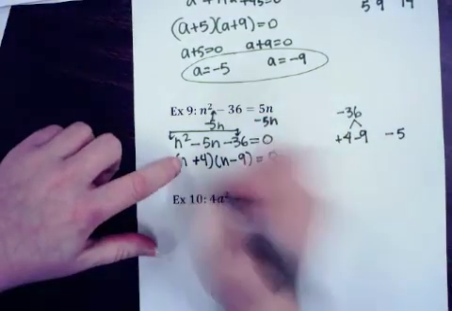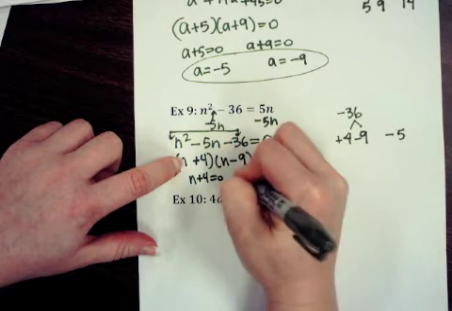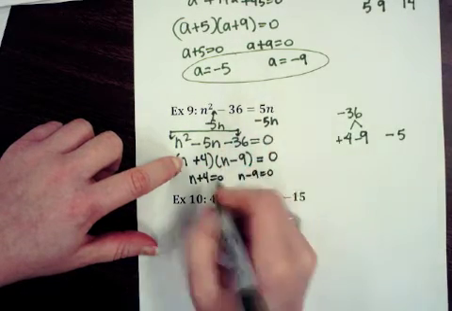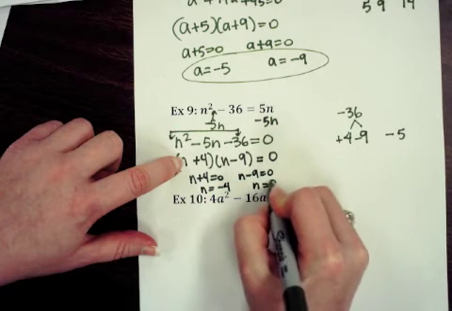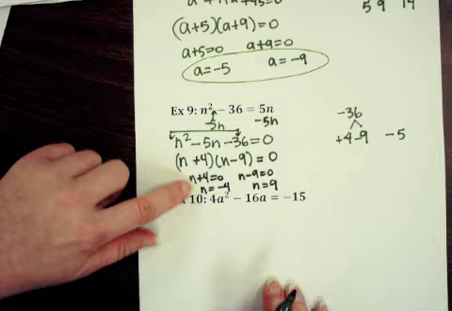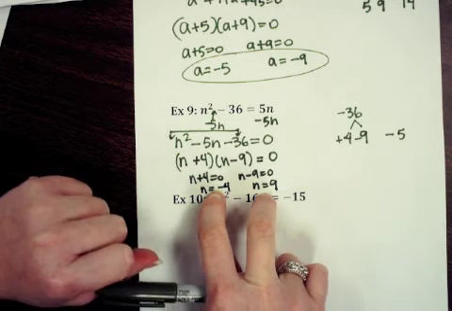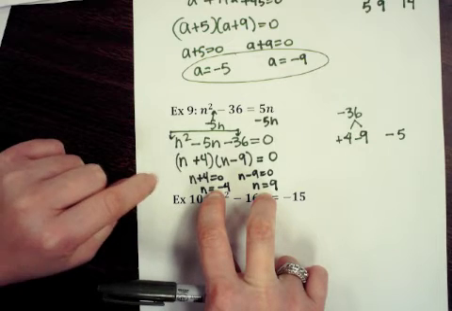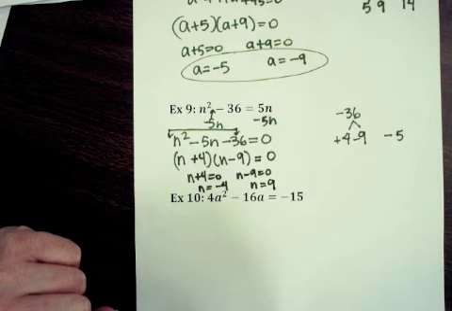And then what are my zeros? Do n plus 4 equals 0, n minus 9 equals 0. So n equals negative 4, n equals 9. If you can do it from here to here to get your zeros, go ahead and do that. But if you ever miss them, go back and do the step in between. So negative 4 and 9 are my zeros.